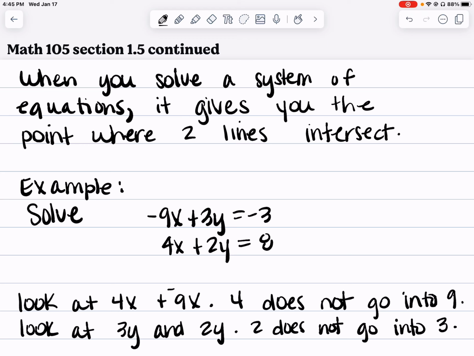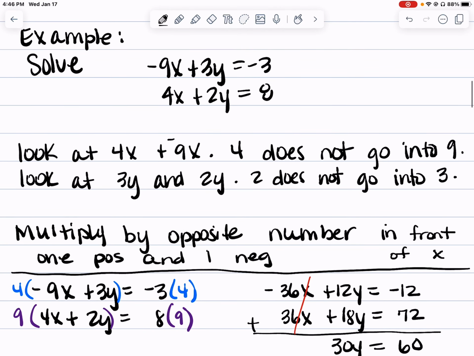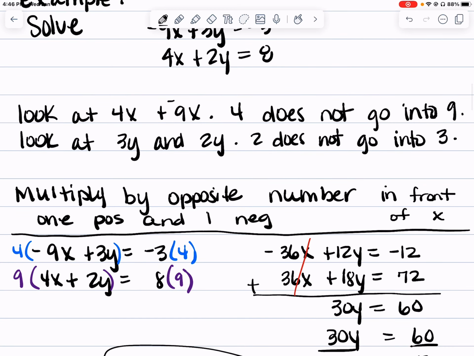Okay, and what we did in our last lesson, you multiply by the number that's in front of the x in the other equation. One of them has to be positive, one of them has to be negative. Okay, so negative 9x is going to get multiplied by 4. 4x is going to get multiplied by 9. And we can see that gives us the equations on the right.